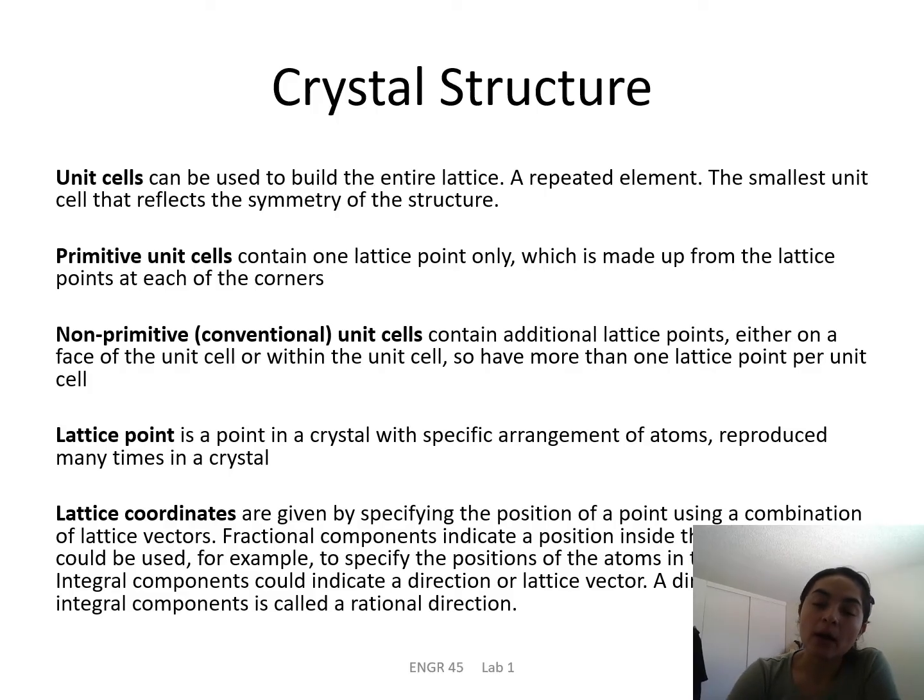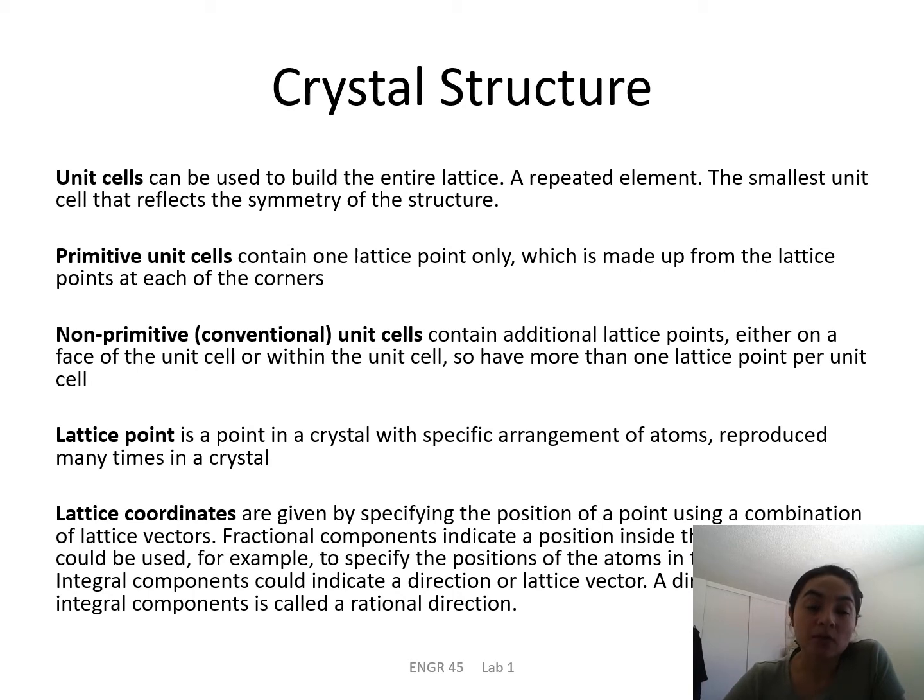Okay, so now we talk about crystal structures, and in order to characterize or identify different components of the crystal structure, we need to identify its unit cell, which can tell us a lot about the crystal structure without having to look at the entire lattice, because the unit cell can build the entire lattice. It's a repeated element. It's the smallest cell that reflects the symmetry of the structure. So not only is it a small unit, it's the smallest unit that can tell you everything about the symmetry of the structure. And if we know that this unit is the same, but just repeated, then we don't have to look at the entire lattice, but just focus on the unit cell.